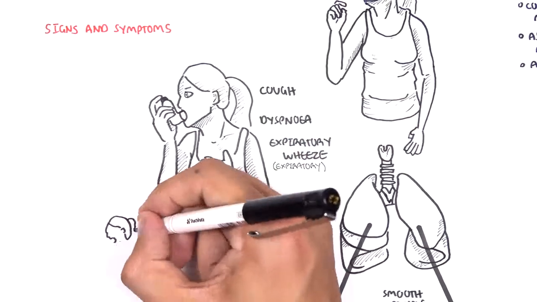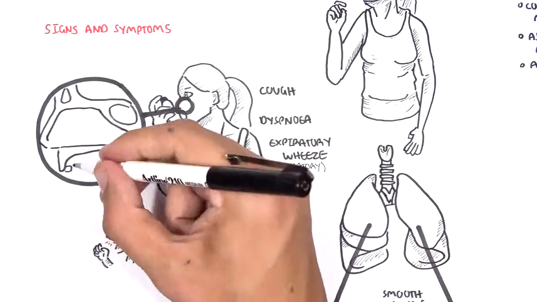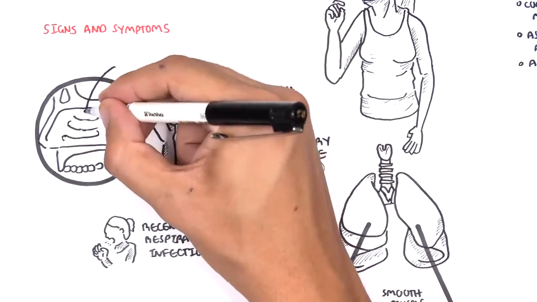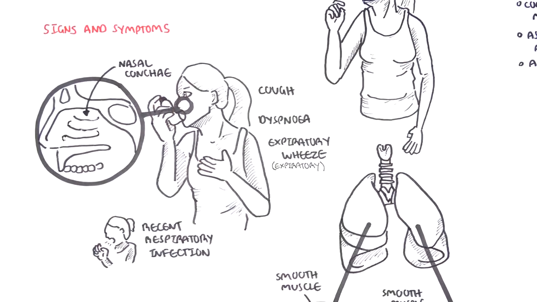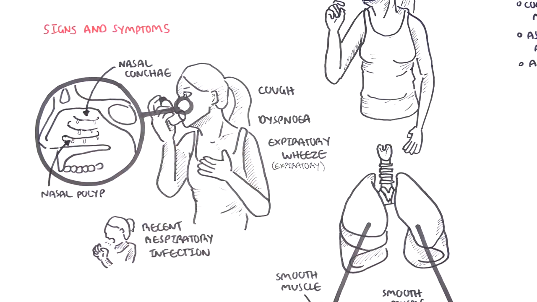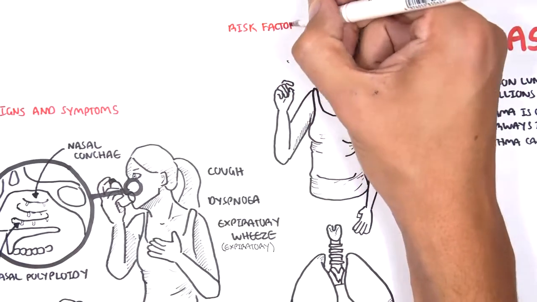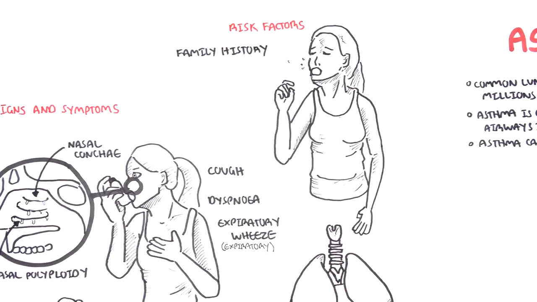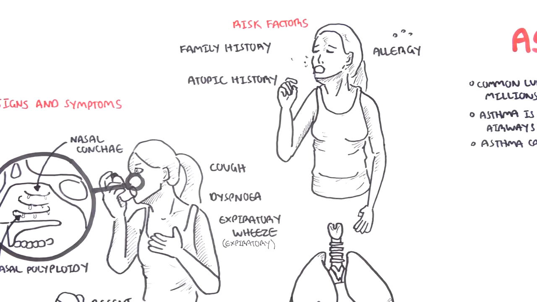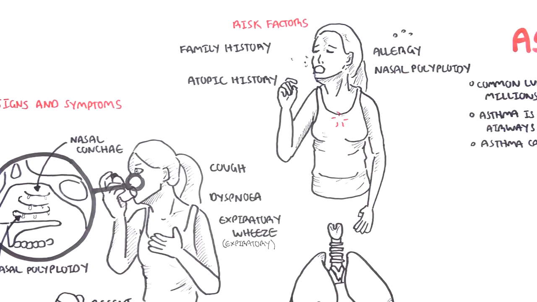People with asthma also may present with recent respiratory tract infections. There are some things you can also see inside the nose. On the nasal conchae, you may see nasal polyps, which can be a sign or a risk factor. The risk factors for asthma include having a family history, atopic history, an allergy, having nasal polyps, having GORD, and obesity.